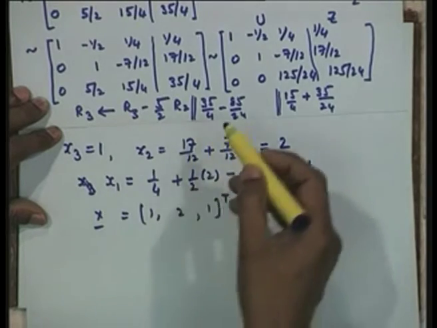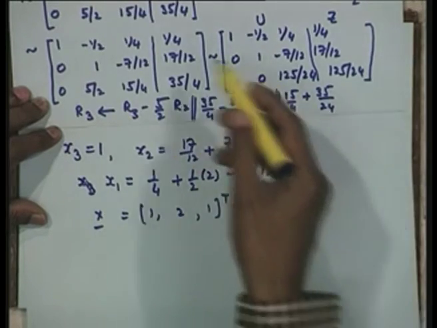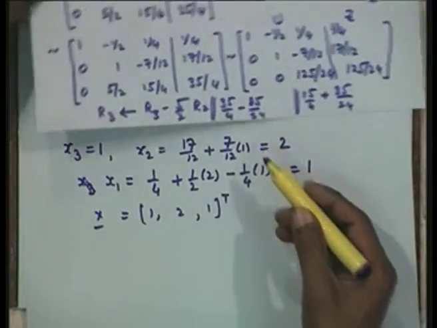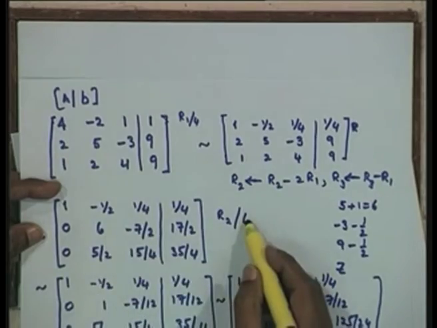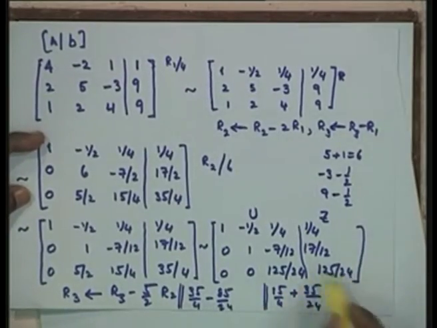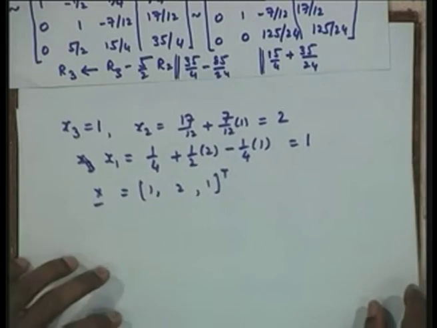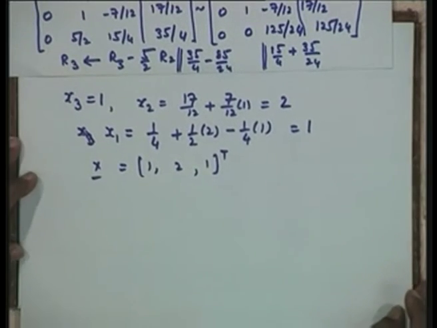Of course, we could as well have done it without dividing by the pivot. At every stage we have divided by the pivot: here by pivot 4, here by pivot 6, and then by this pivot to get the solution of the problem. We could have done it without dividing by the pivot also.